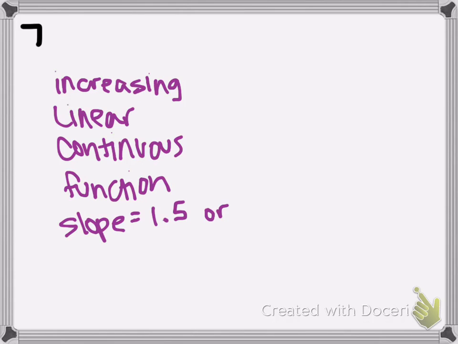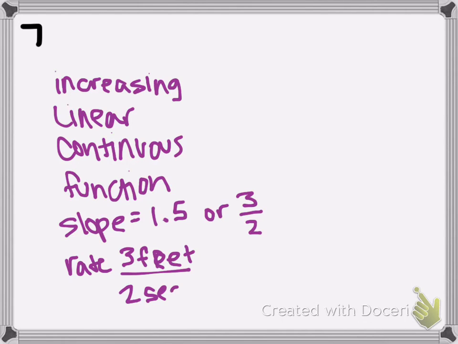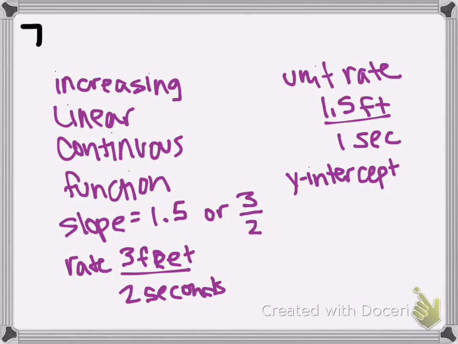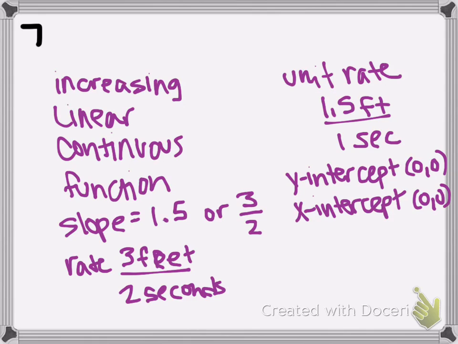or 3/2. You could have said that the rate, you could have put units on that and said that the rate was 3 feet per 2 seconds. You could have said that the unit rate was 1.5 feet per 1 second. You could have said that the y-intercept was at (0, 0), and the x-intercept was at (0, 0). That's 1, 2, 3, 4, 5, 6, 7, 8, 9. There's so many more things that you could have said here. But this is just a good idea. This is what I was looking for. And I was kind of looking for very close to exactly this right here.